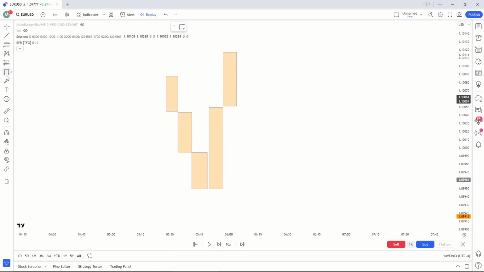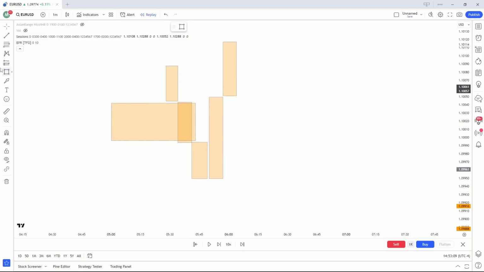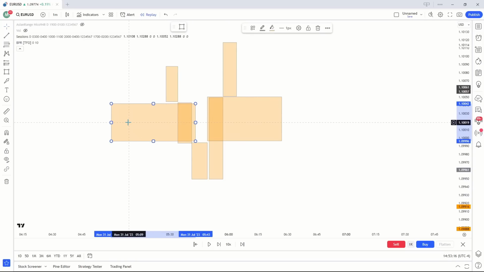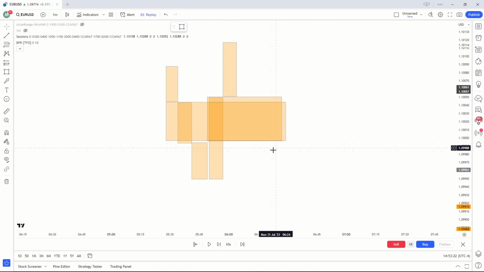Okay, I finished my drawing now. So say you have a fair value gap right here, and you have another fair value gap right here. You see where they overlap? This is what we call a balanced price range. This right here is a balanced price range, and we can use it for confluence towards our trades.